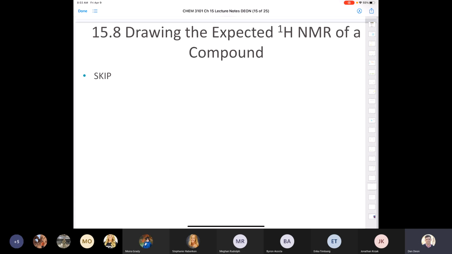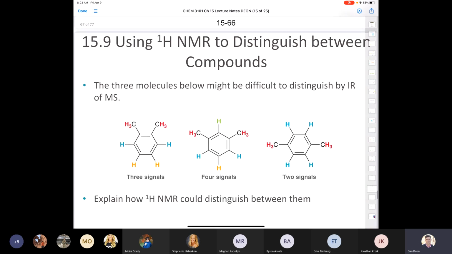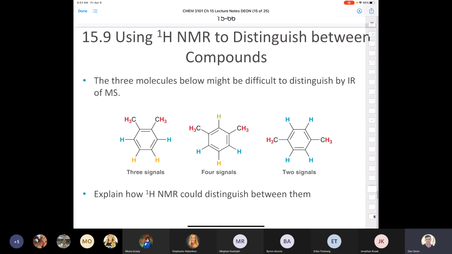So here's, again, my summary of this: I think this is an important section. In fact, I posted a couple of problems from this section in the practice problems, not for point value, that I recommend you take a look at, because it is an important skill to be able to draw an expected NMR of a compound. However, it's something that I'm not going to ask you to do on the quiz. All right, so let's move ahead to section 15.9, which is using proton NMR to distinguish between compounds.